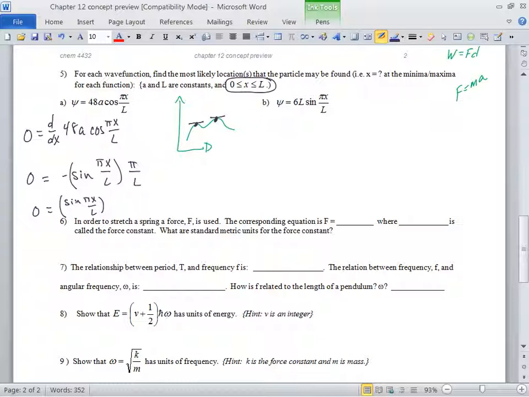Okay, she's got you started. Where's this thing going to be 0? Where x is 0. 0 is the first one. X is 0, because you put in 0, you get sine of 0, that's 0.